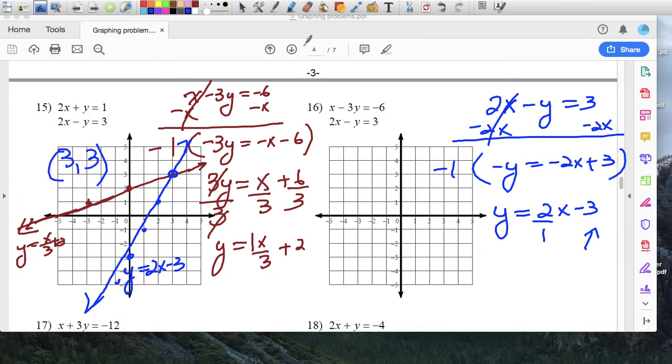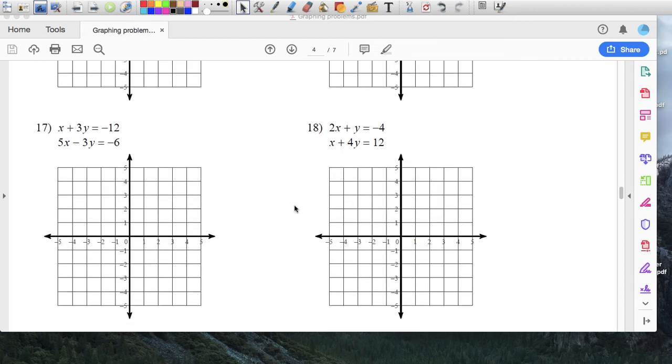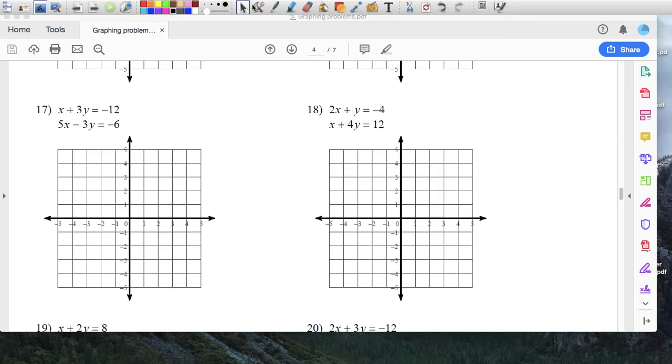Number 19, what are we at, 19? So for 19, I get x plus 2y equals 8. Minus x, minus x. I get 2y equals negative x plus 8. Divide each term on the other side by 2. That goes adios. I'm left with y, and then again, I'm going to add the ones: negative 1x over 2 plus 4, because 8 divided by 2 is 4.